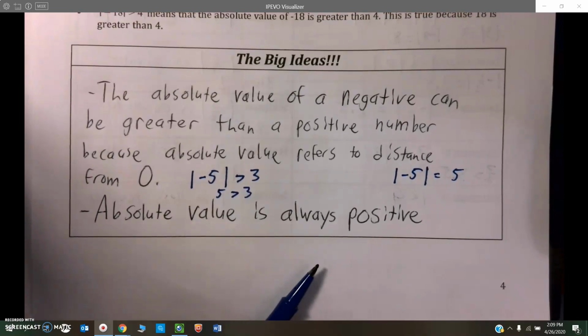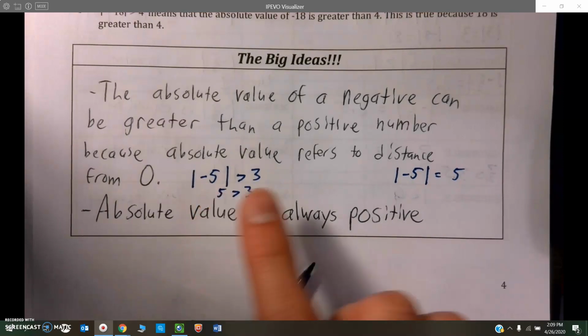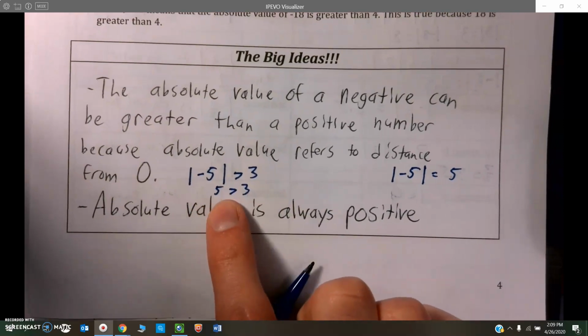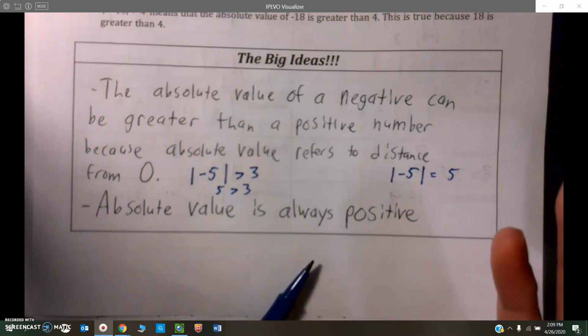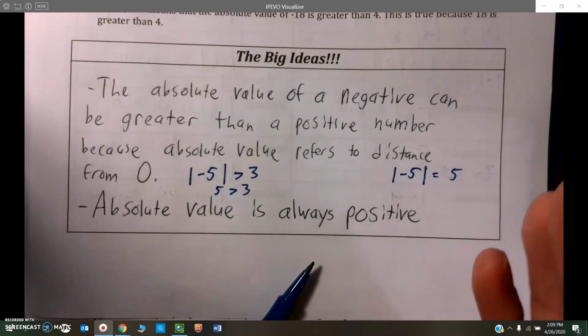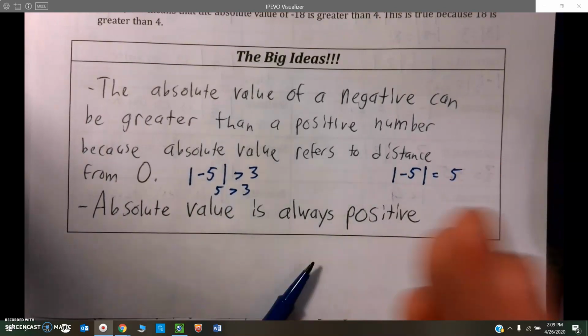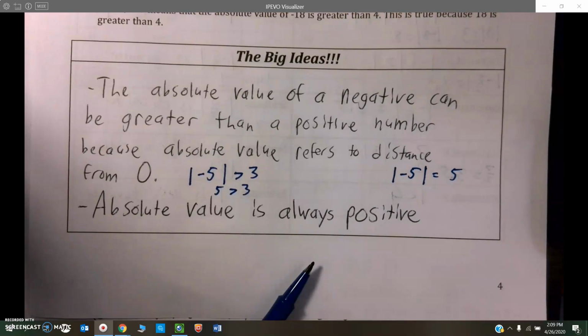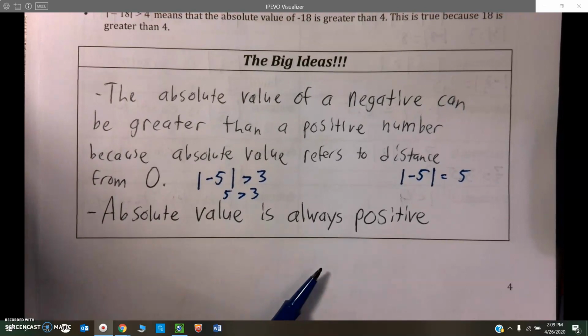That's really important, we've got to pay attention to it now. When there are absolute value symbols, the value of them will always be positive, because when we talk about distance from 0, we're just counting the spaces, whether it's to the left or to the right, it doesn't matter. And so that's why our second big idea is absolute value is always positive.